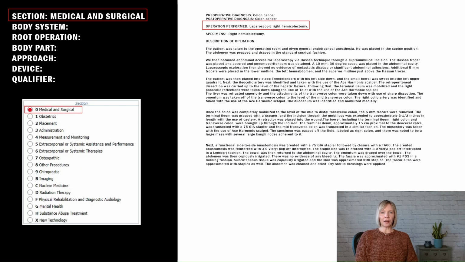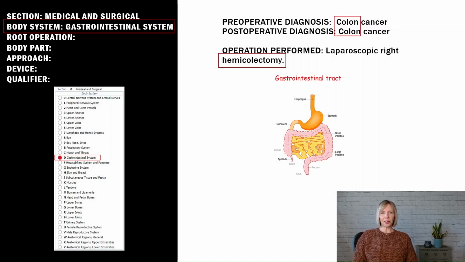The first character of the procedure code always specifies the section. The section identifies the general type of procedure. In this case, we're coding a surgical procedure, so we will select the medical and surgical section. For the second character, we need to select the body system that this procedure is being performed in. The title of the op report tells us that this procedure was performed on the right colon, which is a part of the gastrointestinal system. We will confirm this in the body of the op report as well.